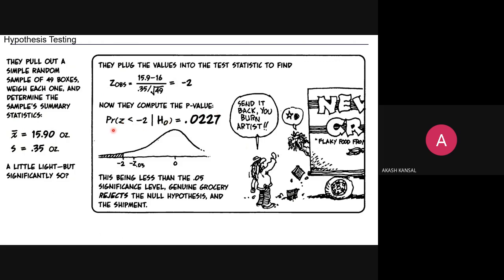Now, step 3 is computing the p value. When we compute the p value for H naught, it is 0.0227, right? Now this is less than 0.05, right? So what do we do? Reject the null hypothesis. The null hypothesis was that the mean is 16. Once we reject it, we need to accept the alternate hypothesis, which is mu less than 16. So they say that we won't accept this, you can go away, and they reject the shipment.